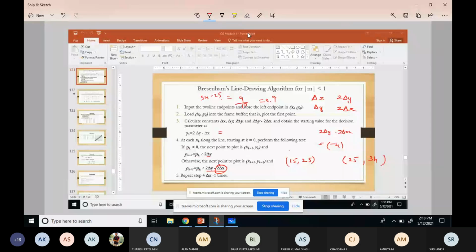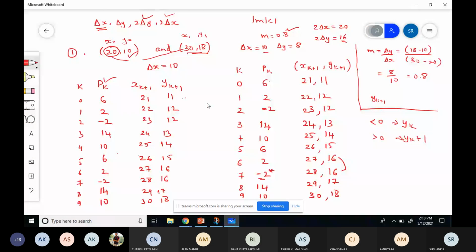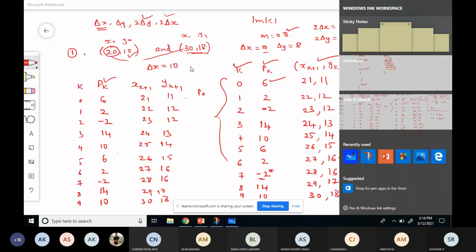So for this point, x naught, y naught, and x1, y1, you calculate these points. You generate this table using this algorithm. And you just let me know what is the p naught value. So even you can get it from here only. So you just generate this table for the points which are mentioned in this.